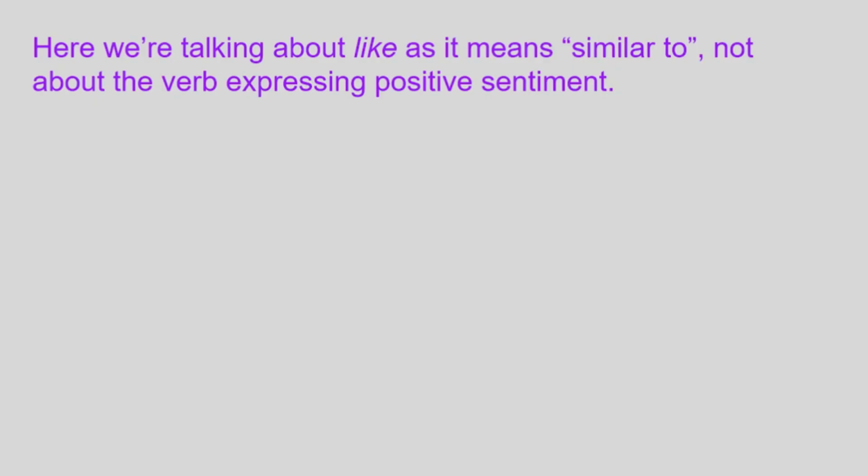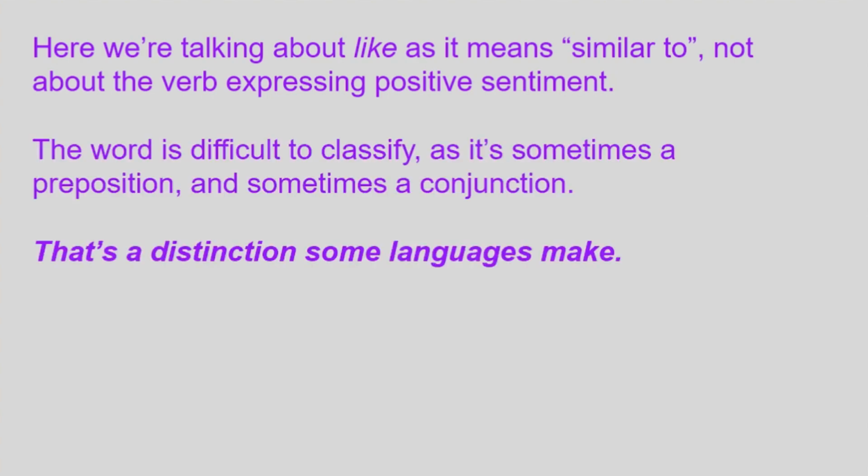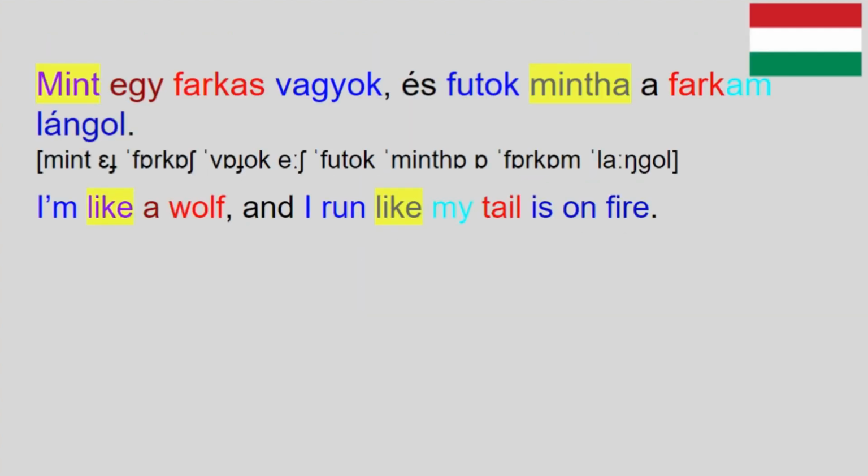Another difference that could happen and is important to be aware of is the word like, as it means similar to. This word could be either a preposition when describing a noun or a conjunction when describing a verb phrase, and a fair amount of languages differentiate between them. Sometimes the difference is just an extra segment, both of which are shown in the Hungarian sentence, meaning I'm like a wolf and I run like my tail is on fire.